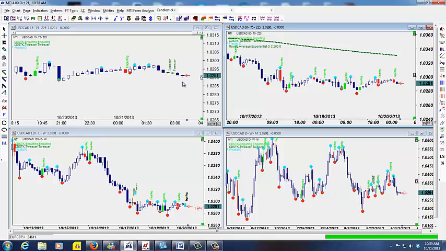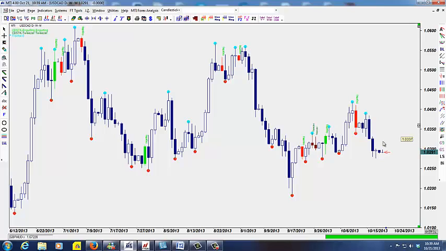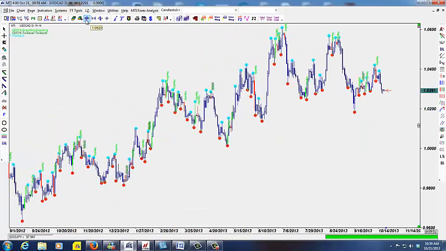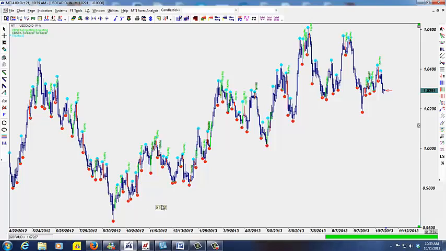So the first thing we need to do is take this daily chart and expand it as such, and scrunch the candles down. And we're going to take a trend line and determine if this is a bearish pattern or a bullish pattern. Is the pair bearish or bullish?